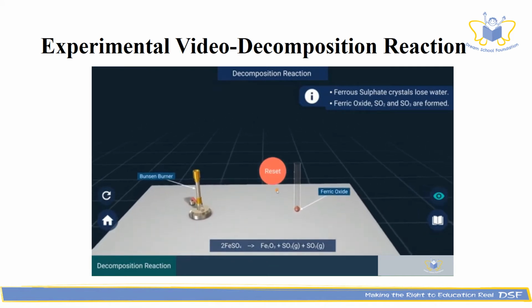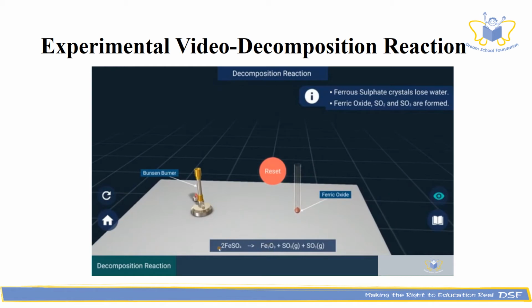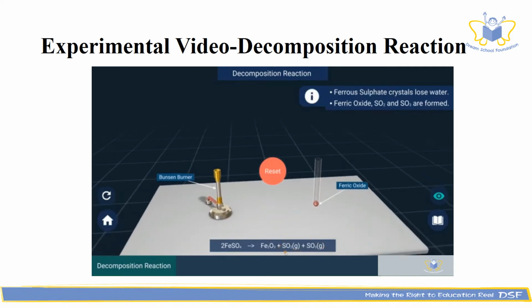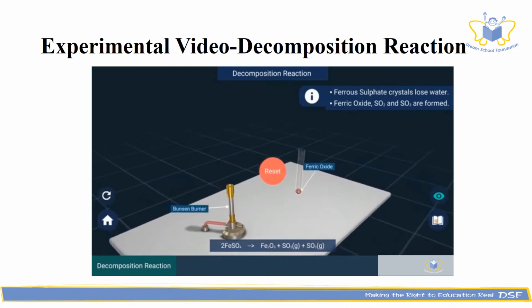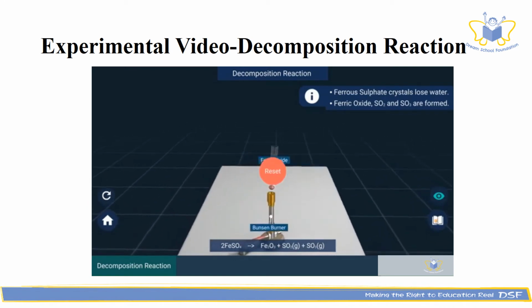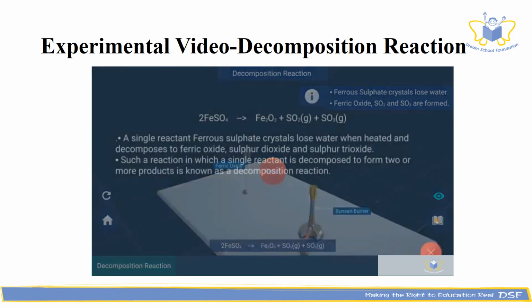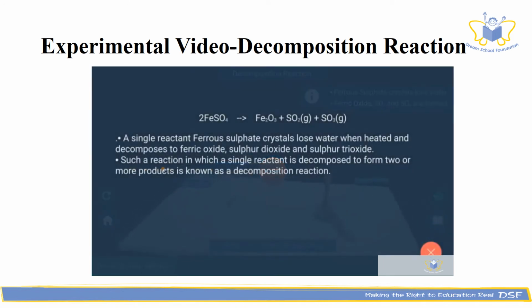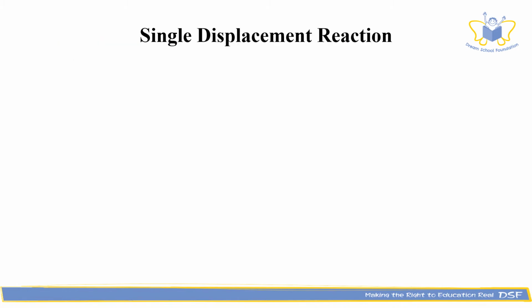In this reaction, you can observe that a single reactant, ferrous sulfate crystals, loses water when heated and the color of the crystals changes. It then decomposes to ferric oxide, sulfur dioxide, and sulfur trioxide. Ferric oxide is a solid, while sulfur dioxide and sulfur trioxide are gases. Such a reaction in which a single reactant is decomposed to form two or more products is known as a decomposition reaction.